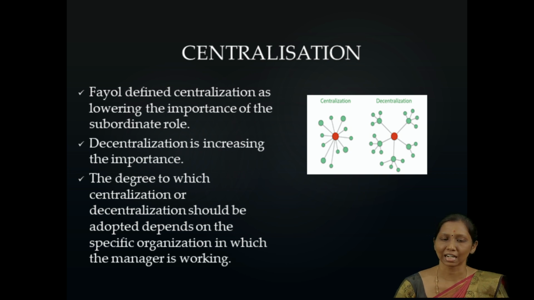Here Fayol defined that centralization lowers the importance of the subordinate role, because in centralization only the superior has a role. The subordinates do not have any role in the organization. So it is only suitable for small organizations, where only some superiors have the power. Decentralization increases the importance, because everybody in the organization has a role to participate in decision making. So decentralization is suitable for large scale industry. He believes that centralization or decentralization depends upon the level of the organization. He insisted that the degree to which centralization or decentralization should be adopted depends on the specific organization in which the manager is working. So that is centralization and decentralization.